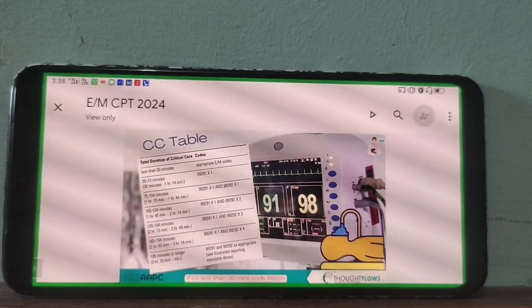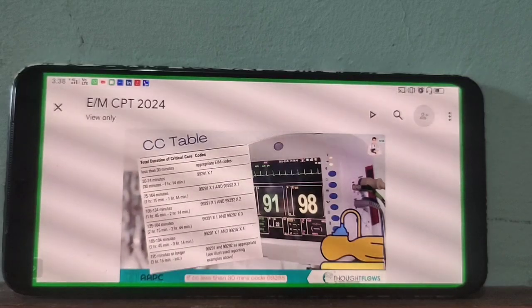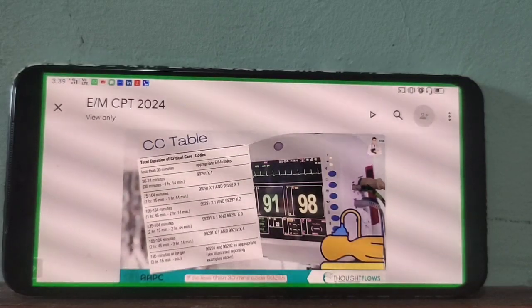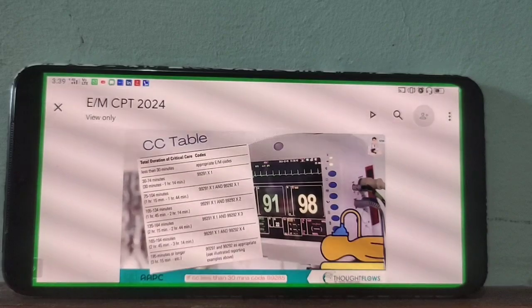Now try this. What is the code for 125 minutes?